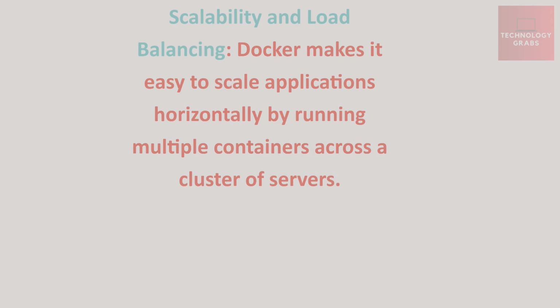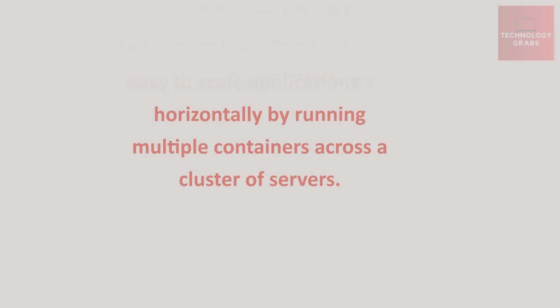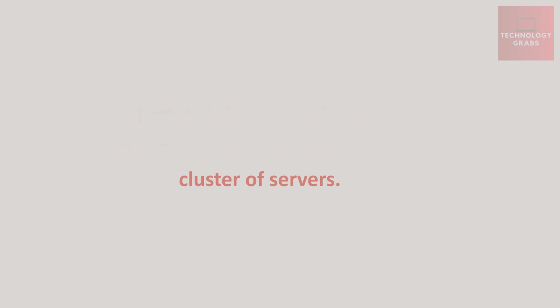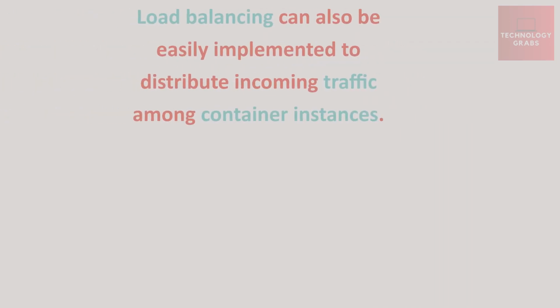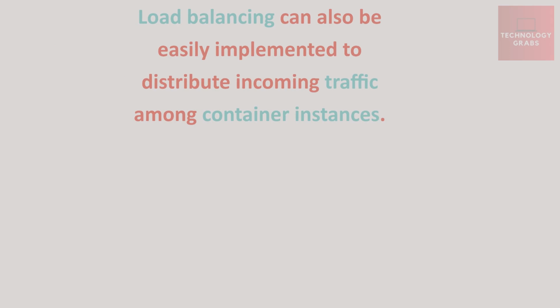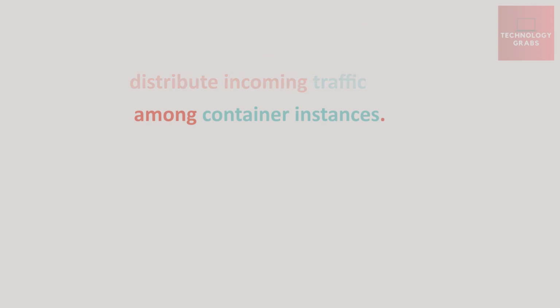Scalability and load balancing. Docker makes it easy to scale applications horizontally by running multiple containers across a cluster of servers. Containers are lightweight, so scaling up or down can be done quickly and efficiently. Load balancing can also be easily implemented to distribute incoming traffic among container instances.